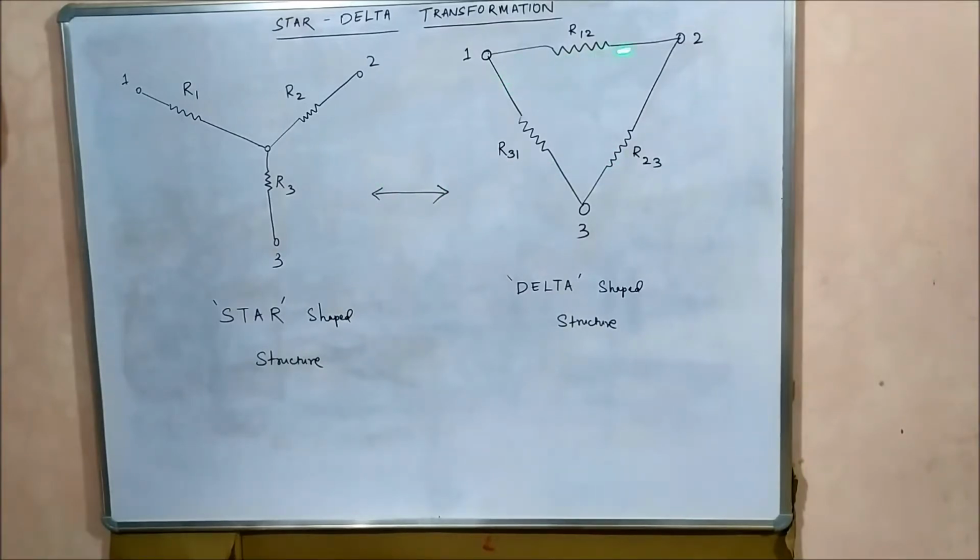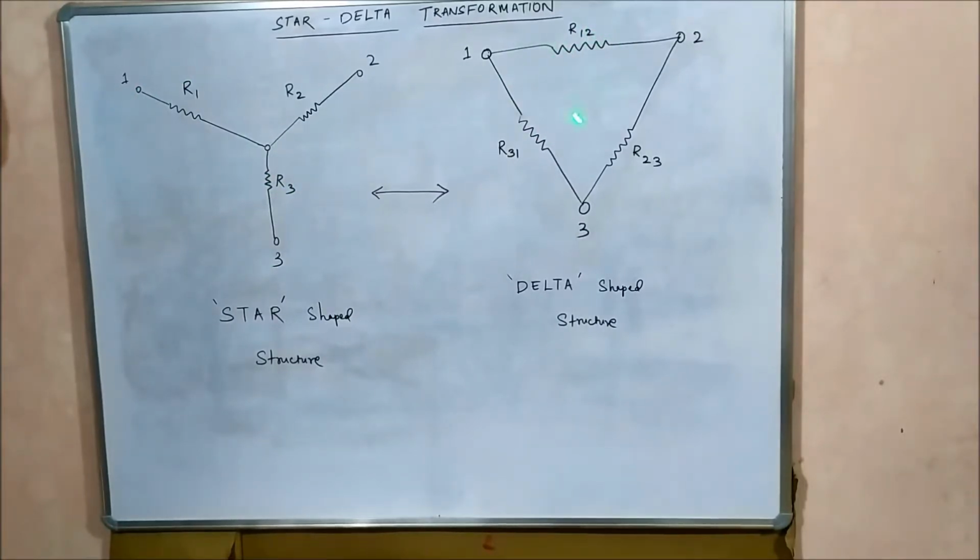Another thing, this delta shaped structure is also called a pie shaped structure, but here we'll call it a delta shaped structure, in the shape of a triangle. The shape of a triangle is also called delta, so we call this form the delta shape, and we have got this from the star shape. We have just made some manipulations in the resistance values and we got this shape. Now we'll study how to make these alterations so as to convert star shape into delta shape or delta shape into star shape.